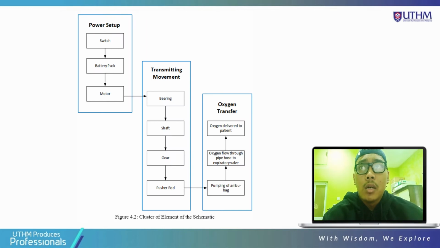This is the cluster element of the schematic diagram of our product, which has the power setup: switch, battery pack, motor. Then transmitting movement: bearing to shaft, shaft to gear, gear to pusher rod. And lastly the oxygen transfer, which is pumping of the empty bag, oxygen flow through pipe, FS, respiratory valve, and oxygen delivered to patient.